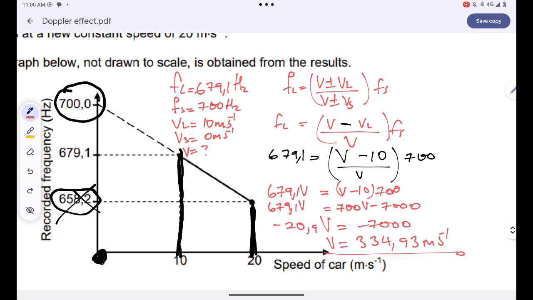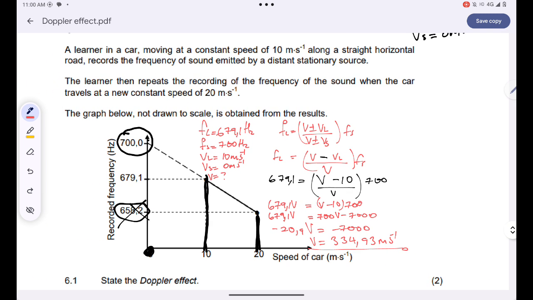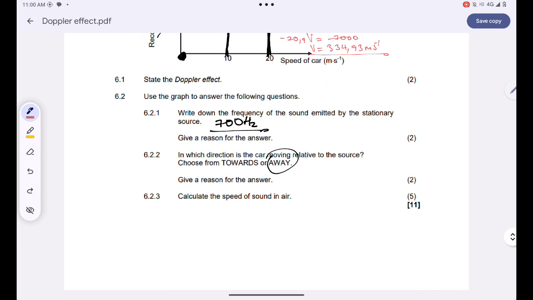That's how, guys, we're supposed to calculate the speed of sound in air. Was that the last answer? Oh, yeah, it was. The speed of sound was 334.93 meters per second. Yeah, that's how, guys, you're supposed to tackle this question.